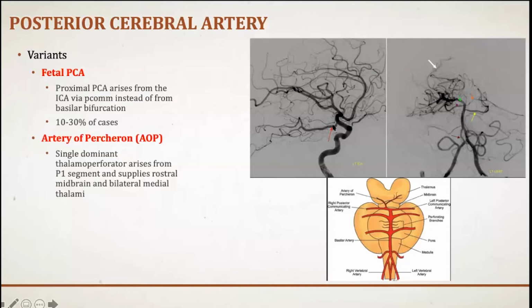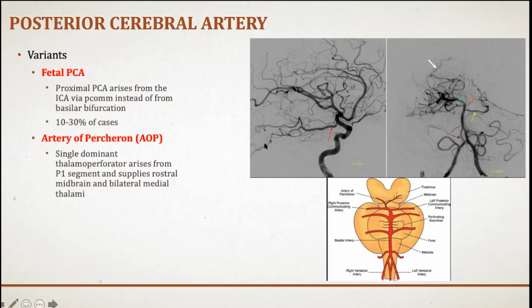So the fetal PCA is a variant where the fetal circulation is preserved and the posterior communicating artery supplies the posterior cerebral artery circulation, meaning that the PCA comes off the posterior communicating artery instead of the vertebral artery. It's an important variant to appreciate and recognize, especially during aneurysm treatment. You'll learn about that as you go forward. This is seen in about 10 to 30% of cases.